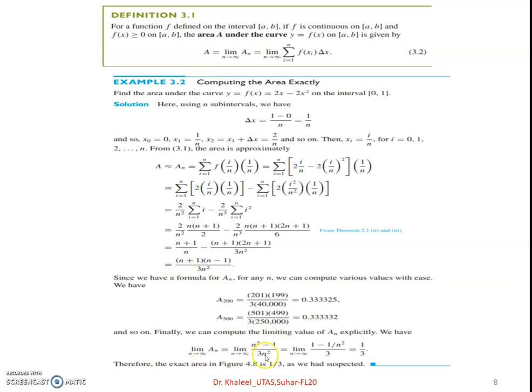So simplify this. You multiply and you get this. Whenever you find the limit of any function as n tending to infinity, you divide the numerator and denominator by the highest power of n, that is n squared. Divide it, we have this. So as n tends to infinity, 1 by n squared tends to 0. So the answer is 1 by 3. That is the answer.